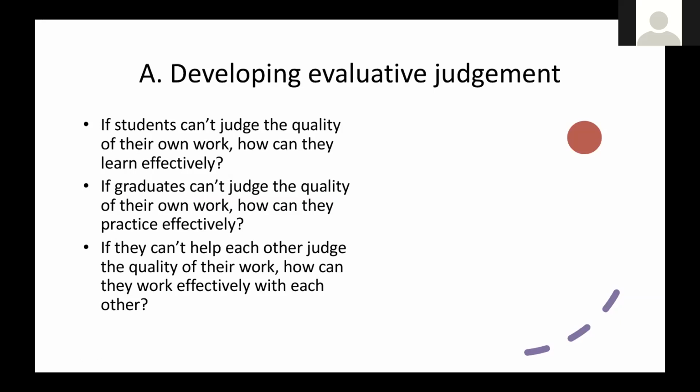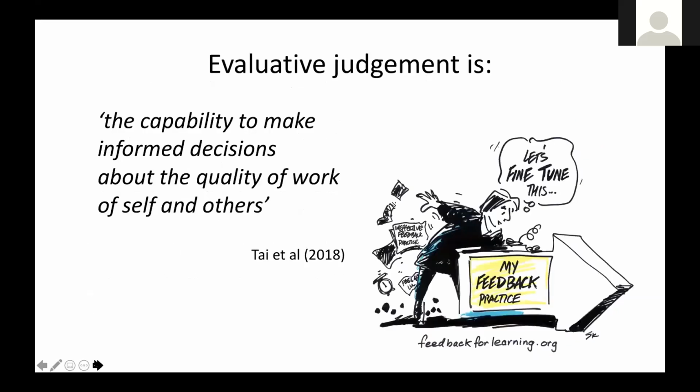So we need to be thinking about how students learn the capacity to make judgments about the quality of their work and how they can do that both for themselves and for other people. Evaluative judgment has been defined as the capability to make informed decisions about the quality of work of oneself and others. This needs to be developed in education, but carries on throughout our lives. So this is a really important life skill. It's related to any particular area of work or area of knowledge that you're involved in, both as a student and as an employee.